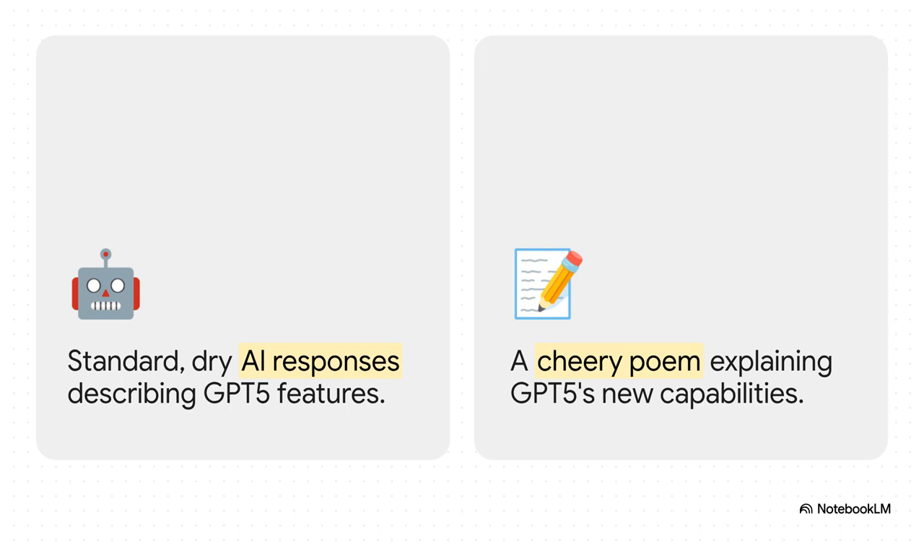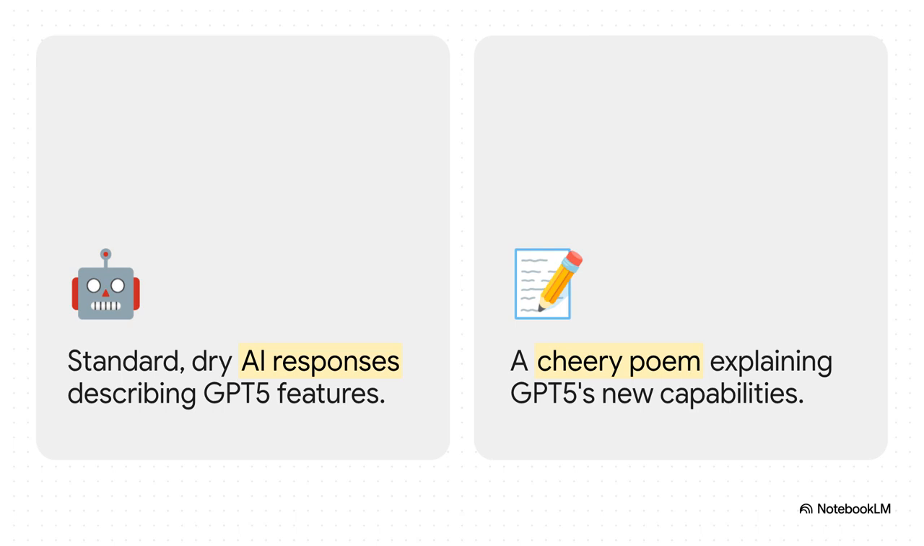This is where you tell the AI exactly how you want it to behave for every single interaction going forward. Tired of those standard, dry, corporate AI responses? Command it to always be super concise, or to explain things to you like you're a 5th grader, or just for fun, make it always respond in the form of a cheery poem.